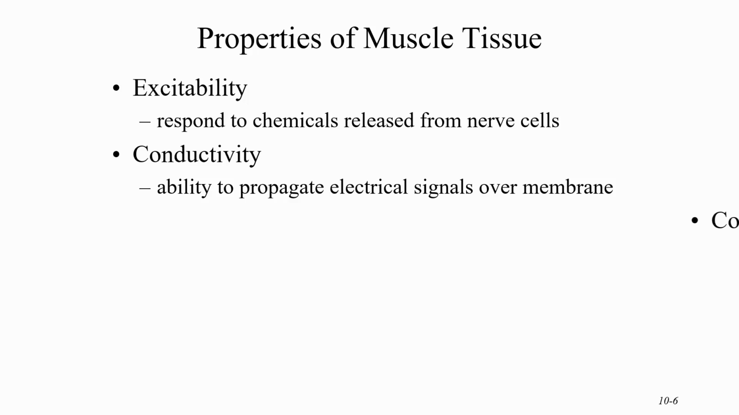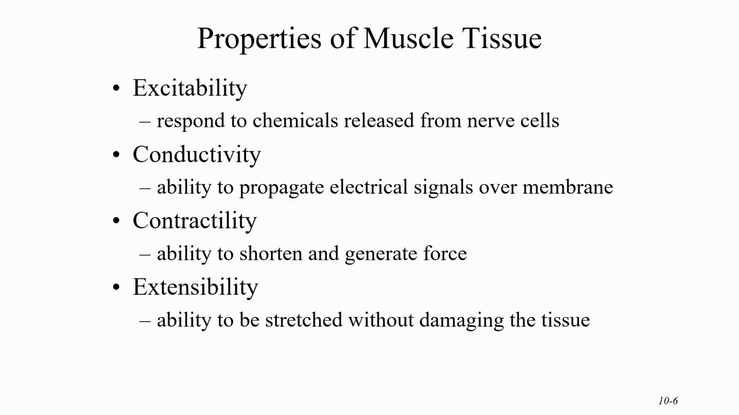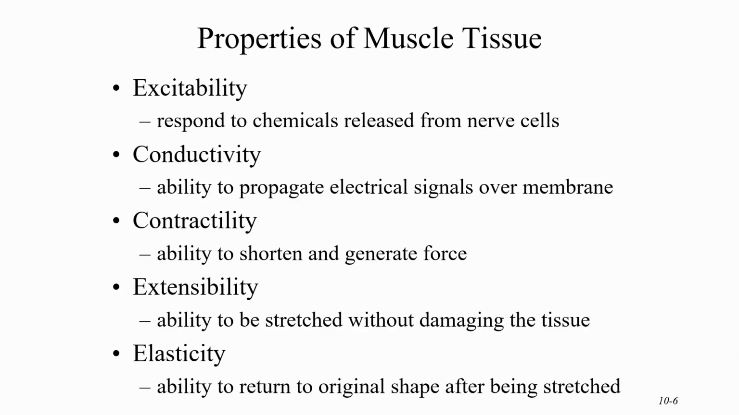Also, properties of muscle, we have contractibility, and that's the ability to shorten and generate a force. Then there's extensibility, and that's the ability to be stretched without damaging the tissue. But of course, that's within normal physiological ranges. You exceed that normal physiological range, you will damage the tissue. And then elasticity, and that's the ability to return to its original shape after being stretched. Once again, you can't exceed that normal physiological limit.